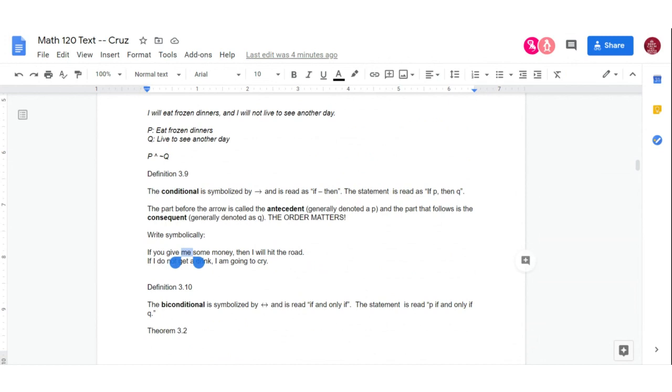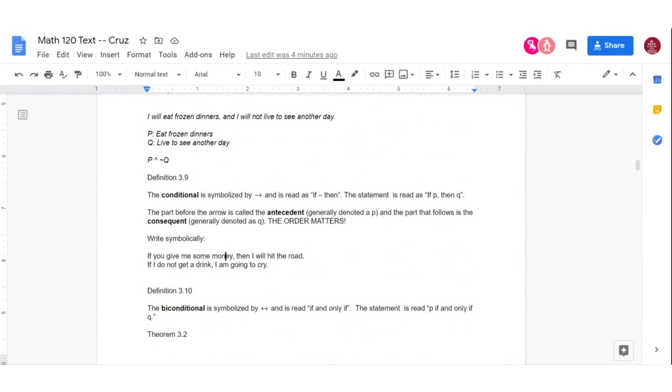Because what it essentially means is, if you do the first one, then you get this outcome. So let's just kind of look at this and then we'll translate it. If you give me some money, so the antecedent is you give me some money. And then the result is I hit the road. All right. It only works one way. Give money, hit the road. We're going to find out you can't just reverse these and it mean the same thing. If I do not get a drink, I am going to cry. Both of those are conditional statements. They have antecedent and consequent.